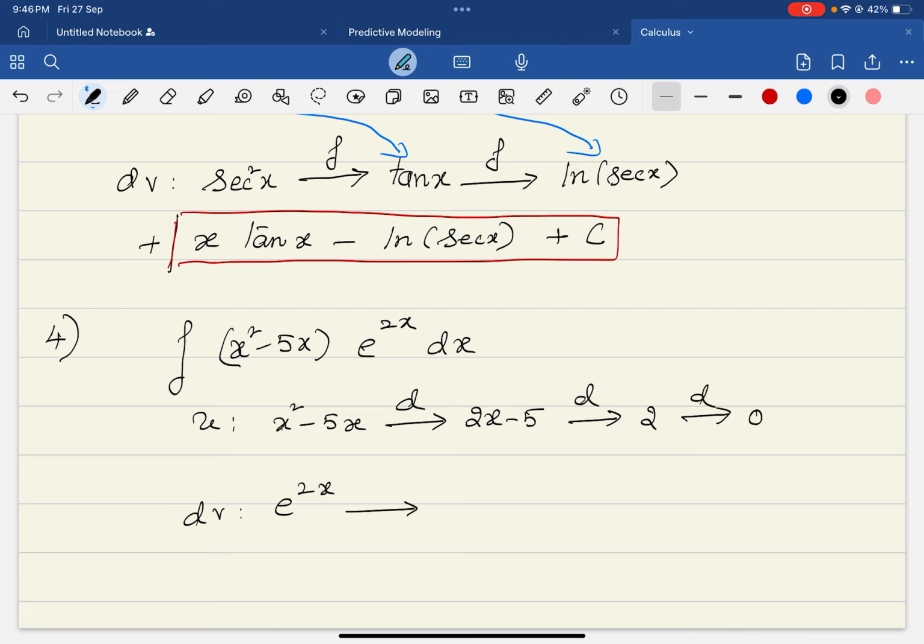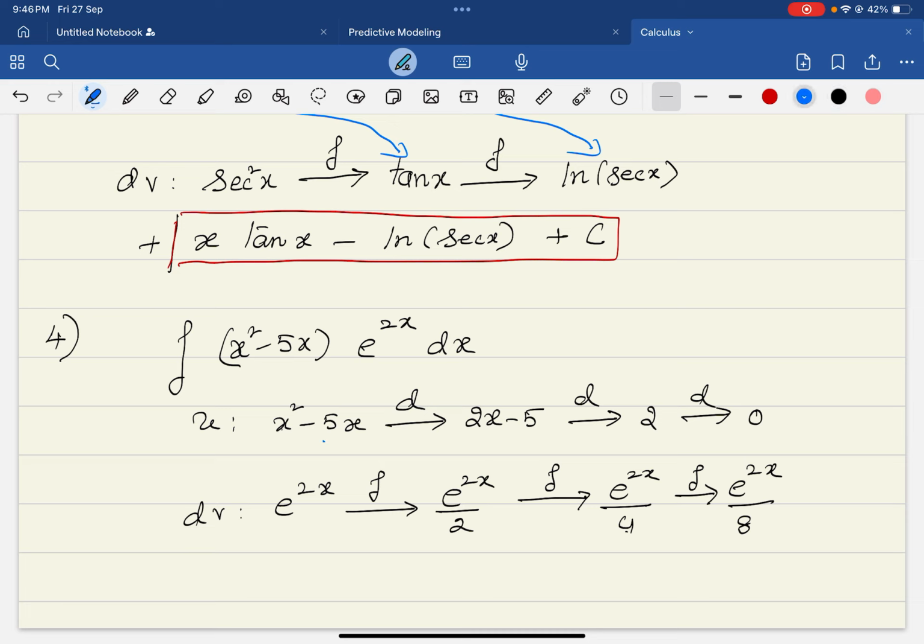And then e raised to 2x integral is e raised to 2x over 2. Its integral is e raised to 2x over 4. Its integral is e raised to 2x over 8. Why is it 4? It is because 2 is already there, so when you integrate again, it becomes 2 into 2, and again it is 2 cube, like that.